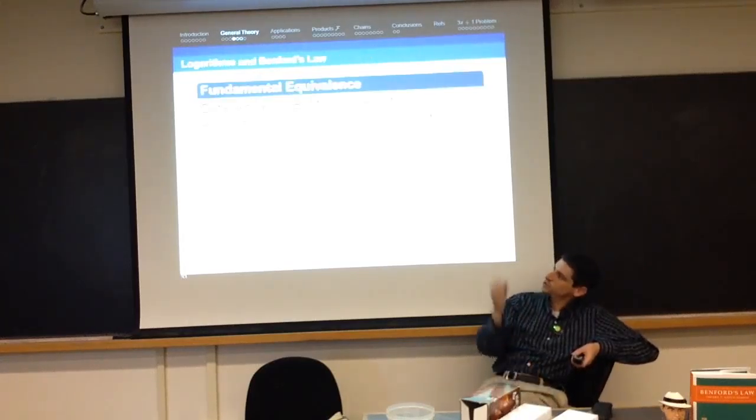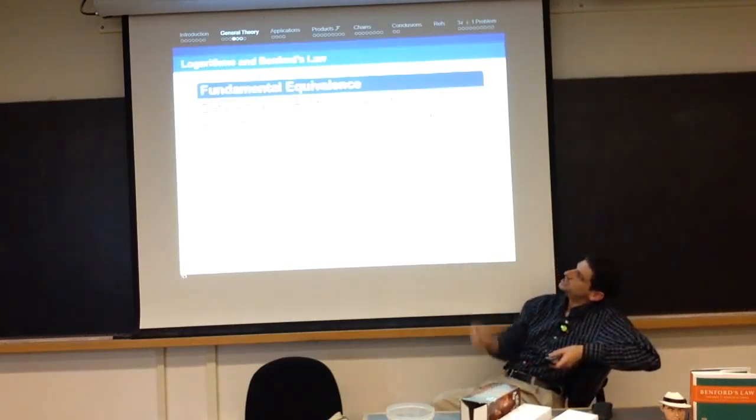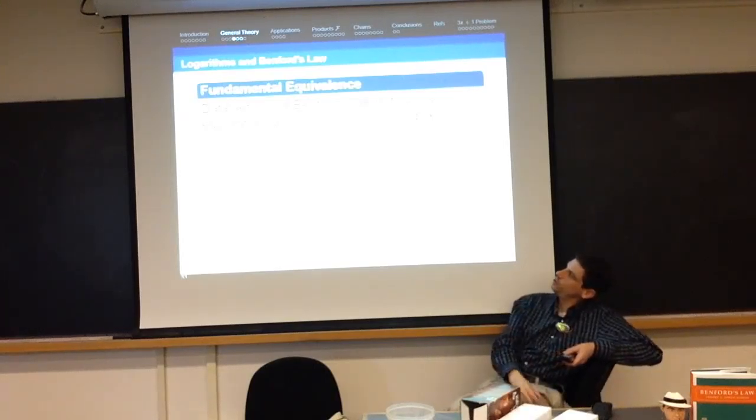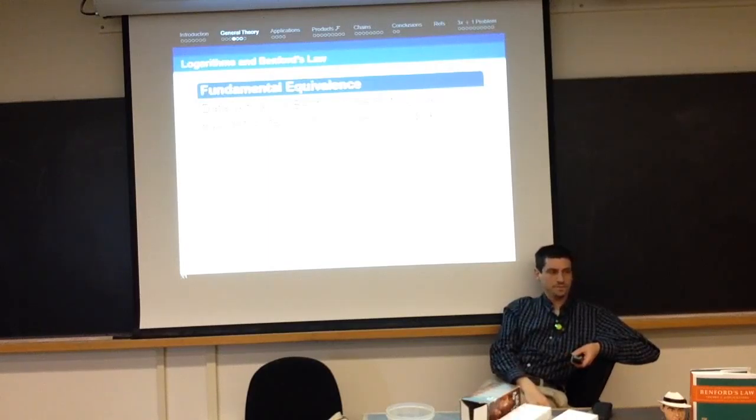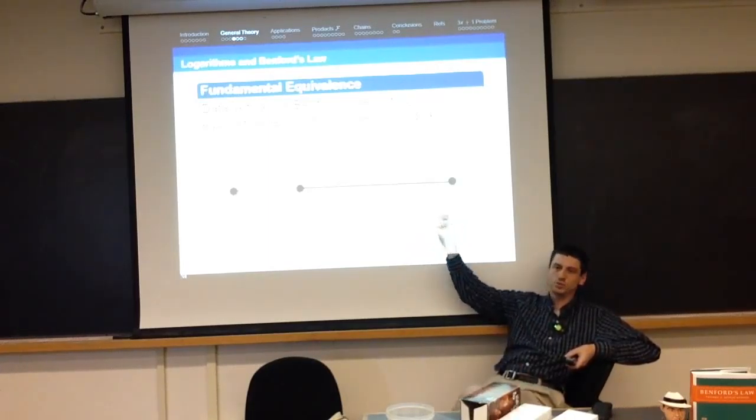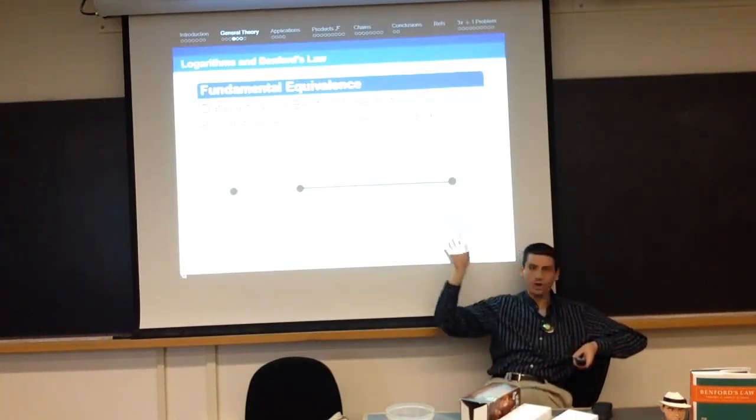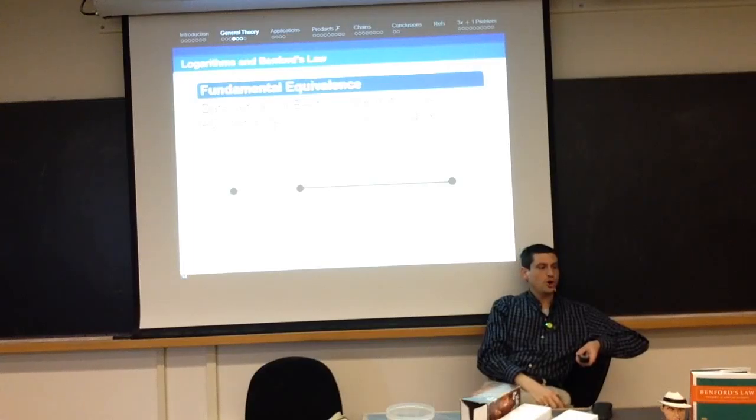So here's the fundamental equivalence in Benford's law. A data set is Benford base B if and only if the logarithms are equidistributed mod 1. And let me show you why this is true. Let's look at the interval 0, 1. When I look at the logarithms mod 1, they lie in this interval 0, 1. Let's look at all the numbers from 0 to the log of 2 base 10.